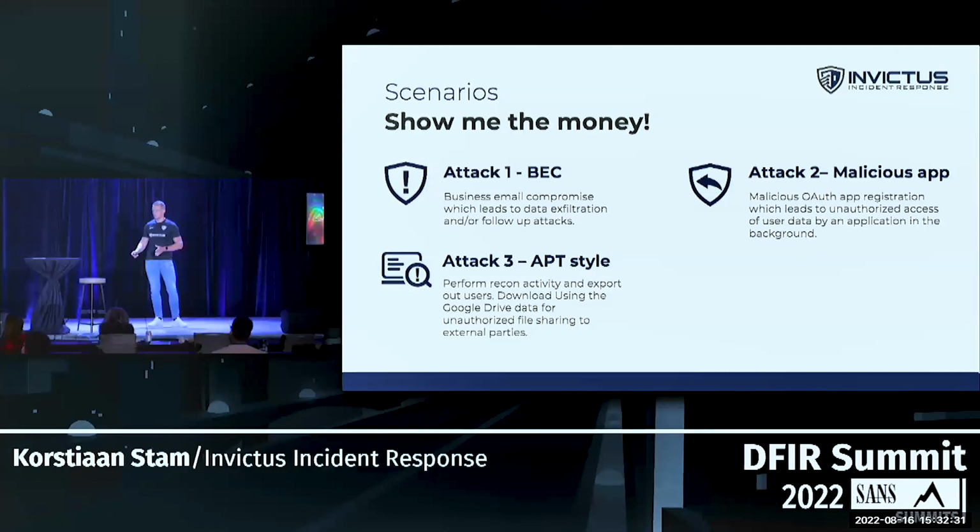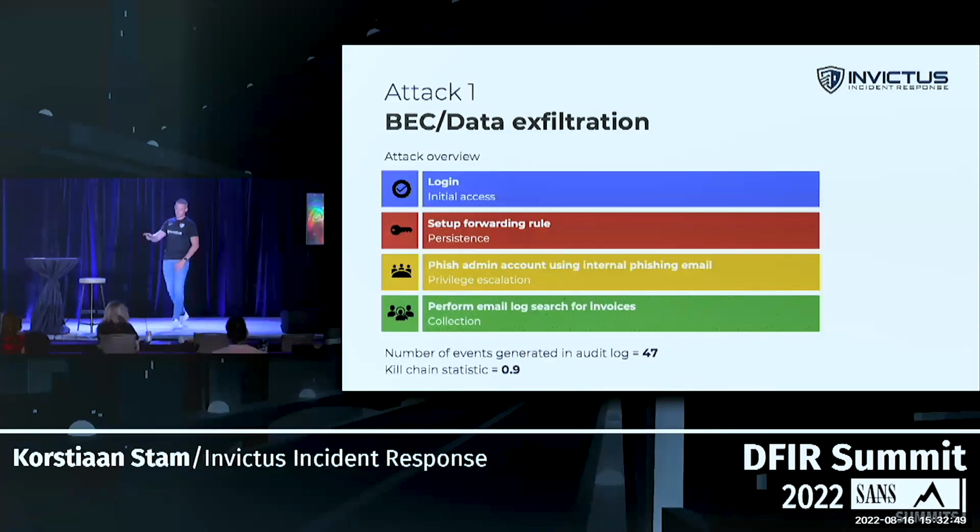I've simulated all these attacks, and the good news is that the data set that this is all based on is also publicly available, and I'll share the link later, where you can do your own analysis based on this data, which is pretty cool, I think. So attack 1, the BEC one, is basically 4 steps, and below each step I added the MITRE attack phase that it belongs to. So forwarding rule relates to persistency, performing email log searches relates to the collection phase of MITRE.